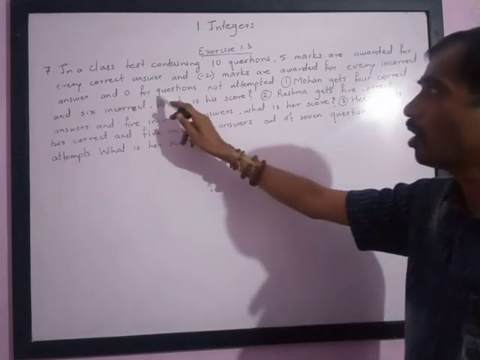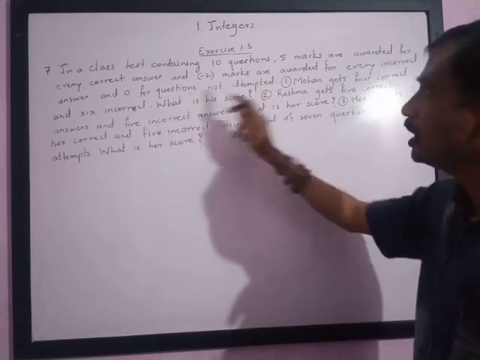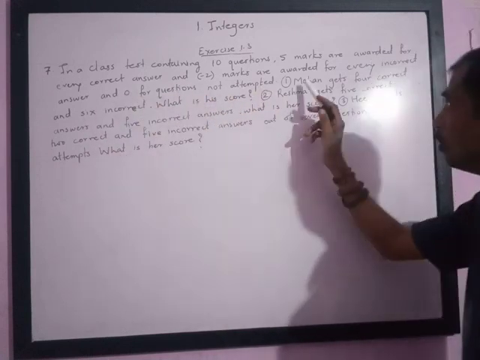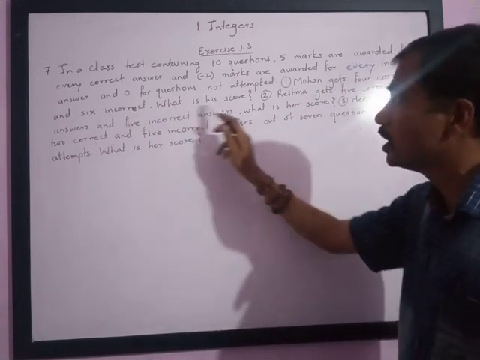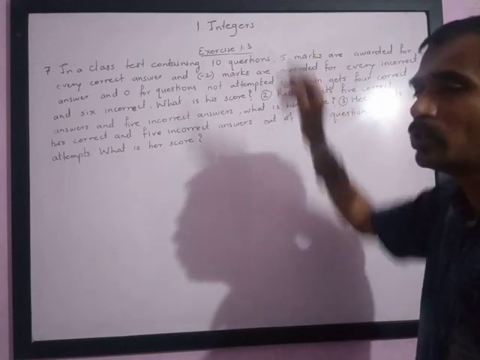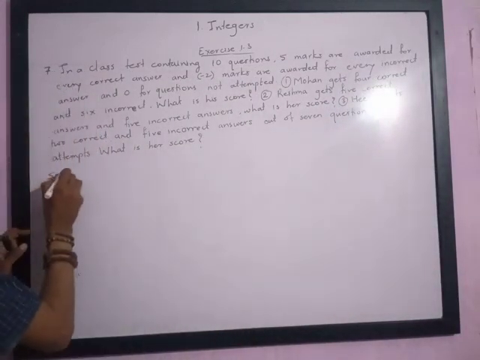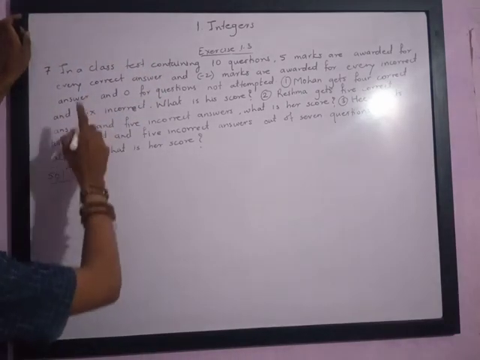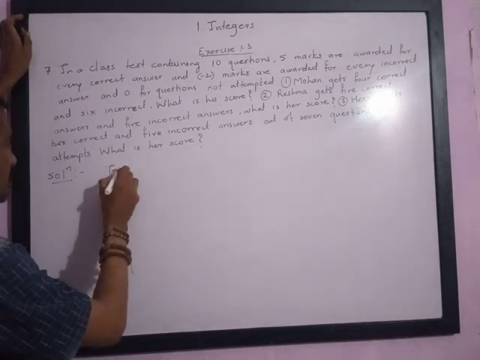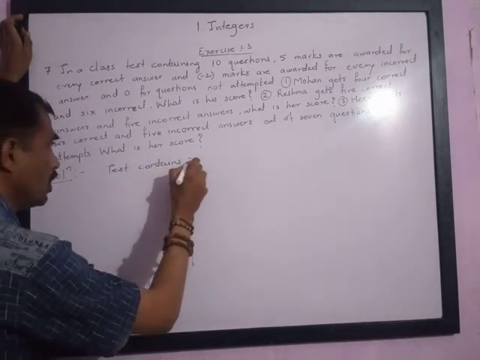And 0 for questions not attempted. So if questions are not attempted, then 0 marks were awarded. Mohan gets 4 correct and 6 incorrect answers. What is his score? So let us calculate Mohan's marks first. So the solution is, test contains 10 questions.